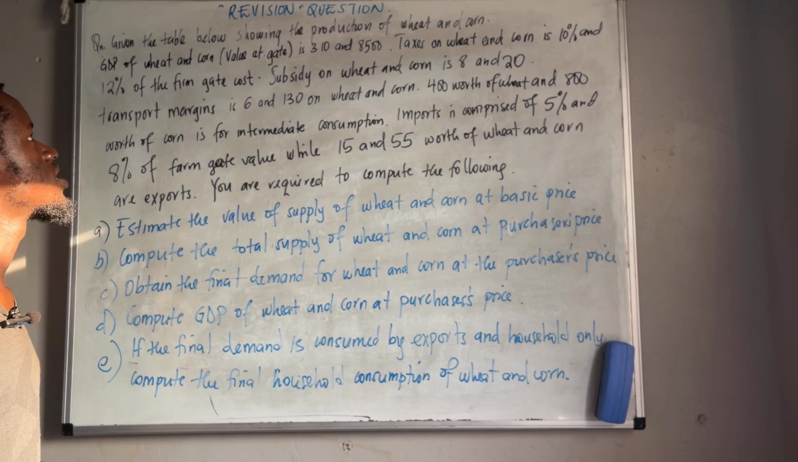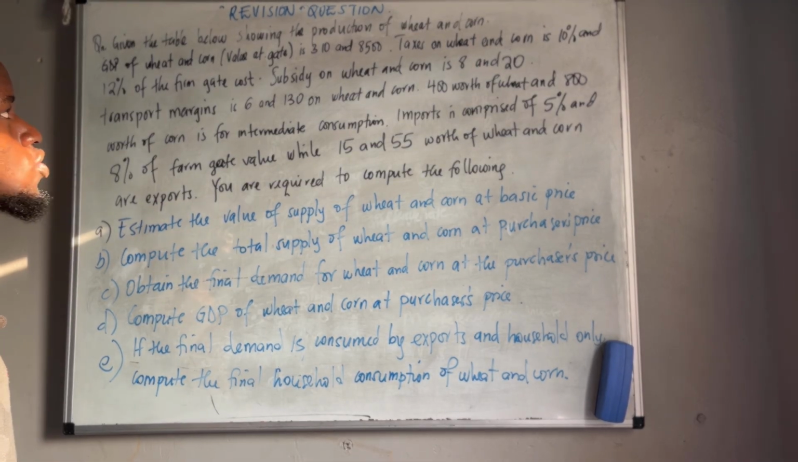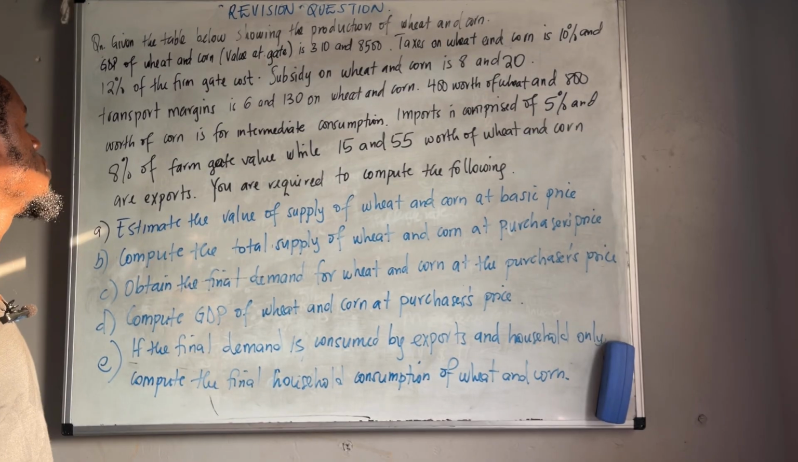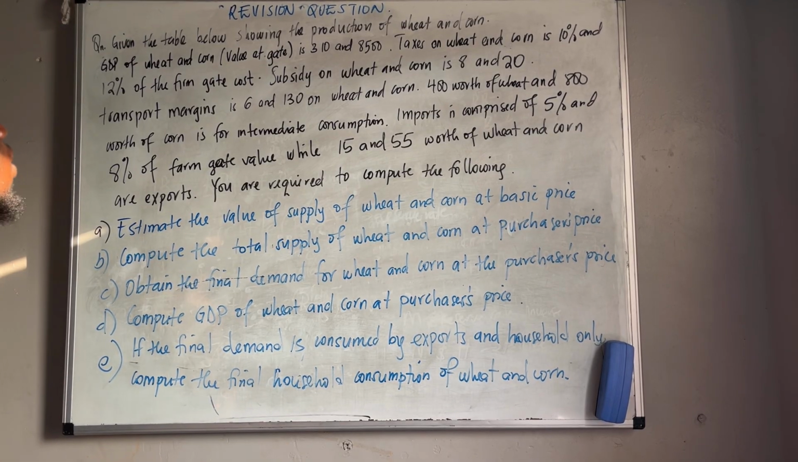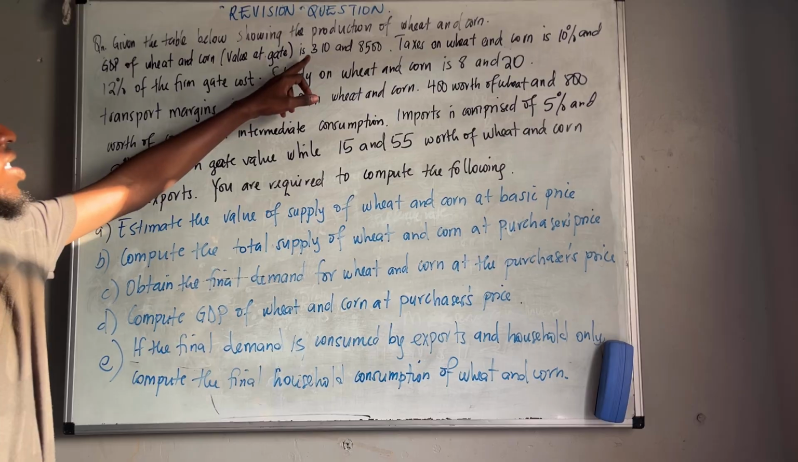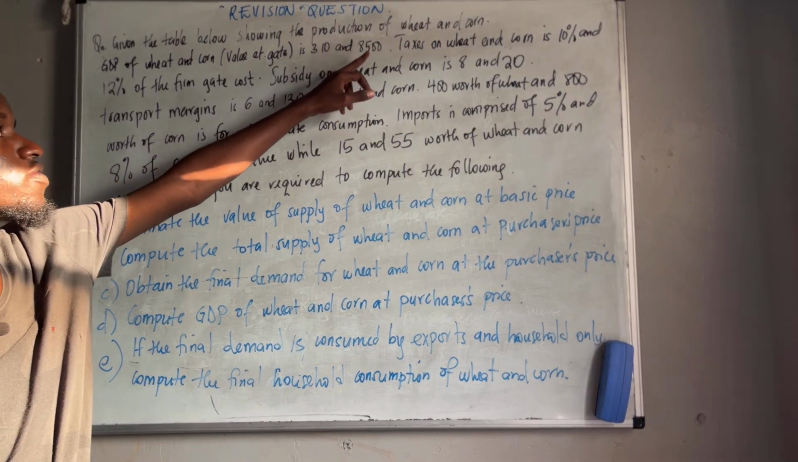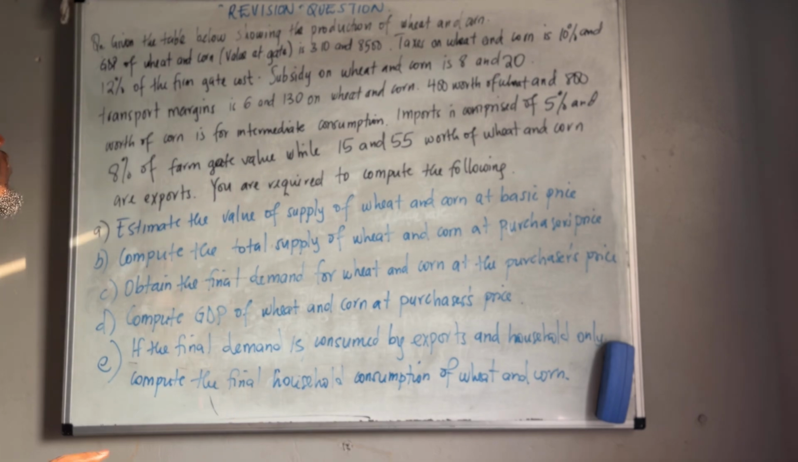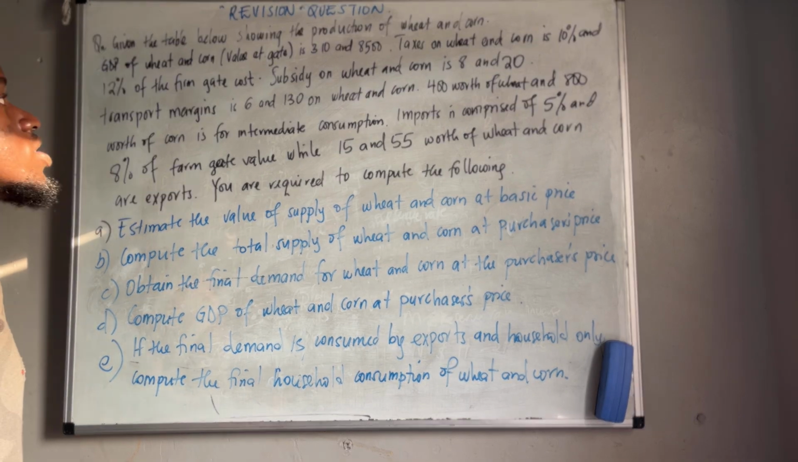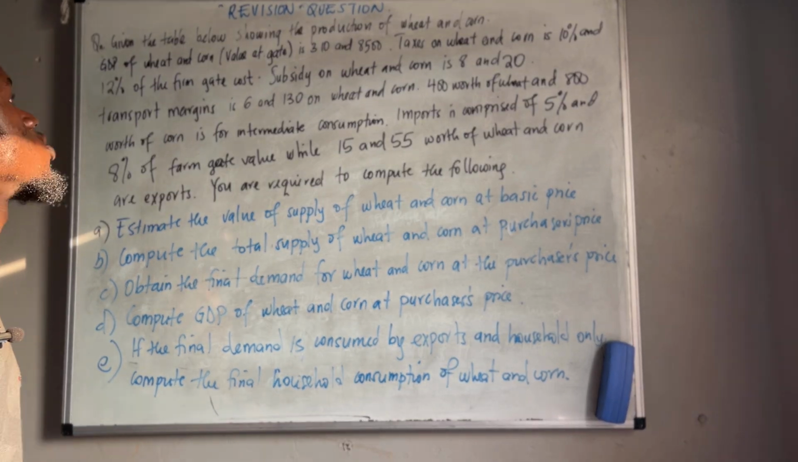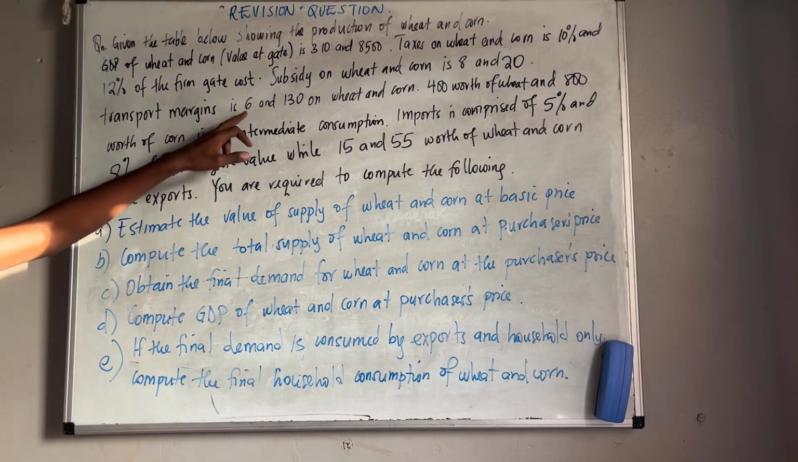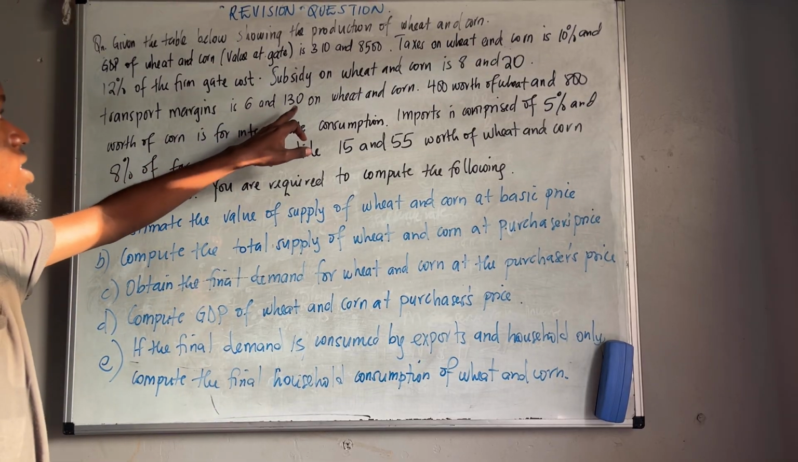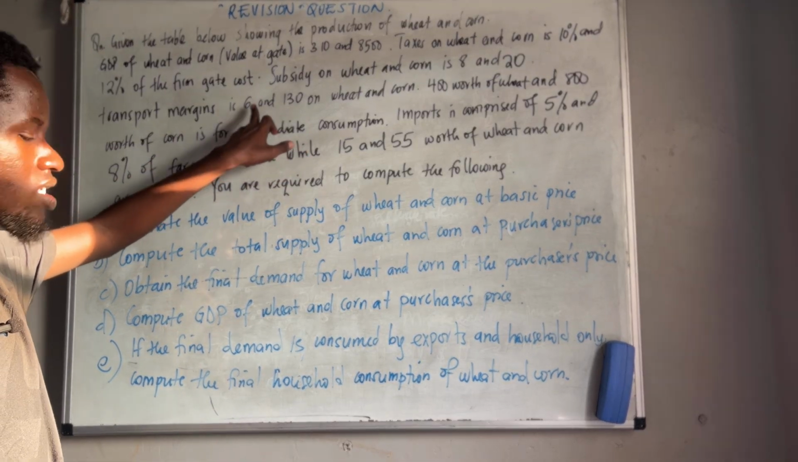The question says: given the table below showing the production of wheat and corn, the gross domestic output of wheat and corn at farm gate value is 310 and 8500. Taxes on wheat and corn are 10% and 12% of the farm gate cost. Subsidy on wheat and corn is 8 and 20 respectively. Transport margin is 6 and 130.